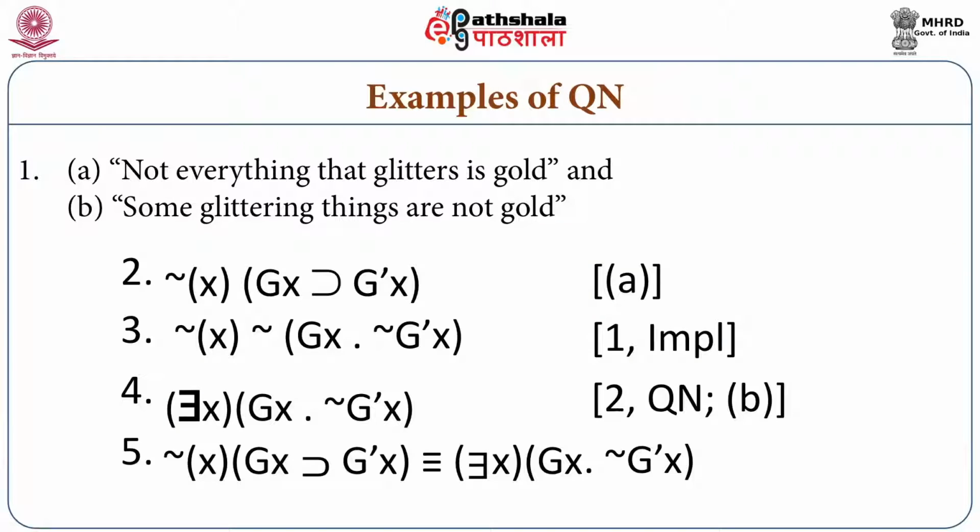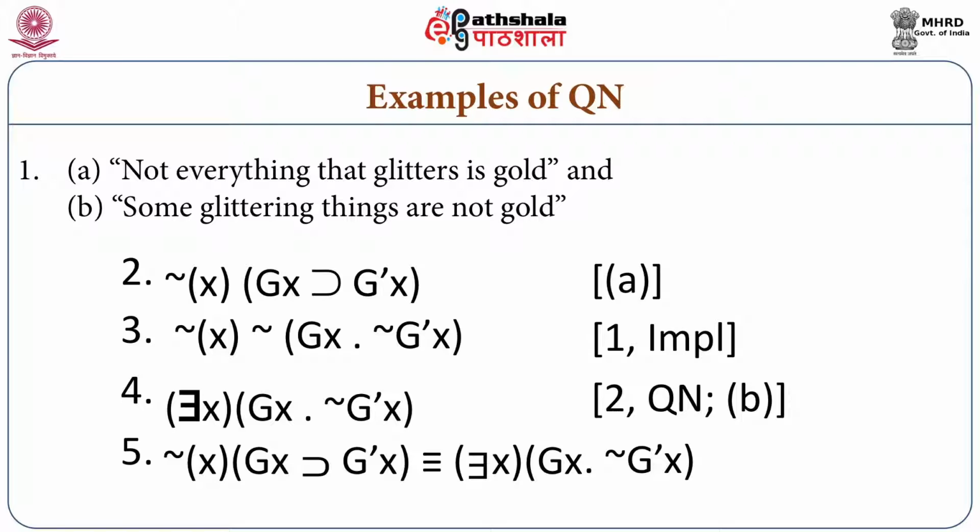For this, let us take this sentence: not everything that glitters is gold. And another sentence: some glittering thing is not gold. Now, how do we symbolize the first part, A? Not everything that glitters is gold. We will symbolize by saying that it is not the case that for all x, if x is G, then x is G prime. For symbolization of B, some glittering thing is not gold, we will say there is some x such that x glitters and x is not gold.